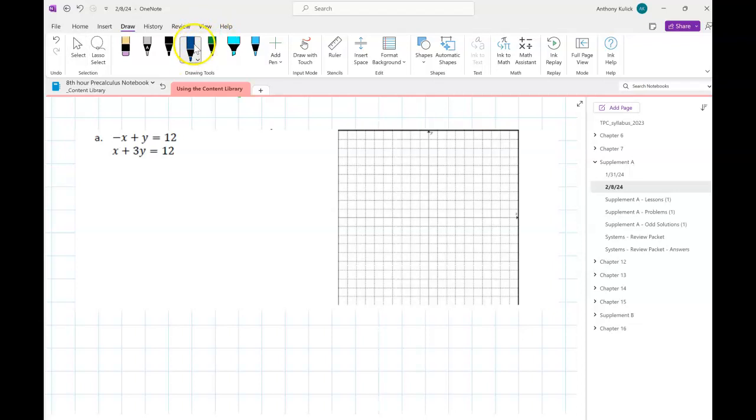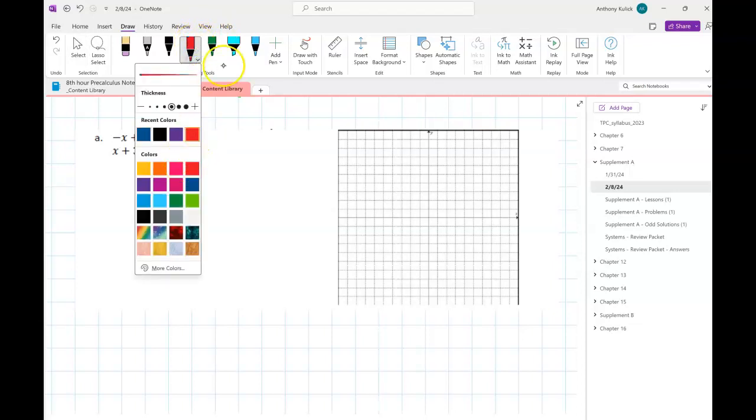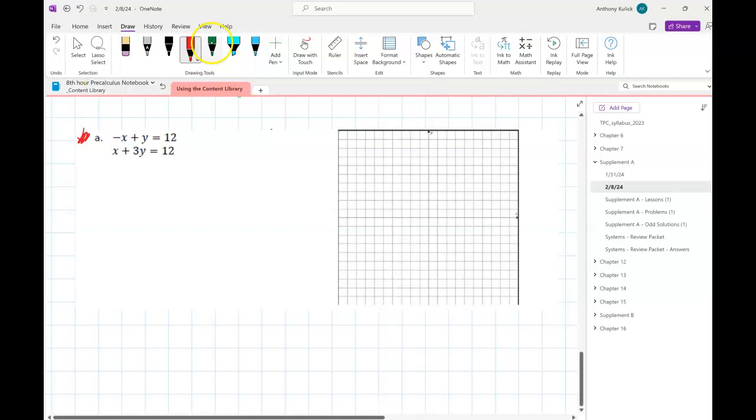All right, let's see. We'll do this one in red and this one in green. It'll be like Christmas colors. All right, what should I do? Sure. So for the first equation, what do I need to do? Add x over.